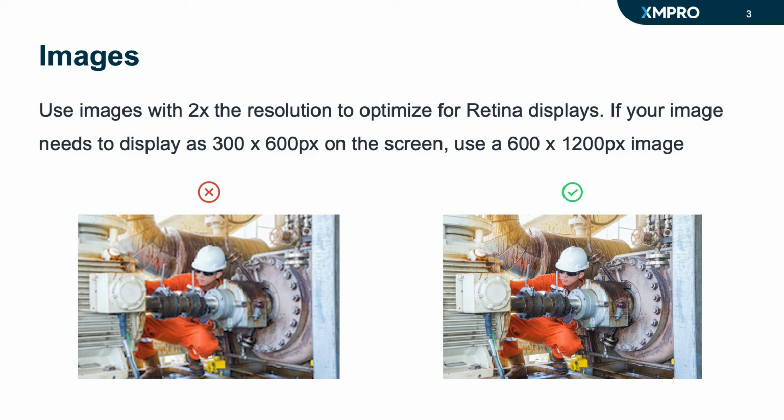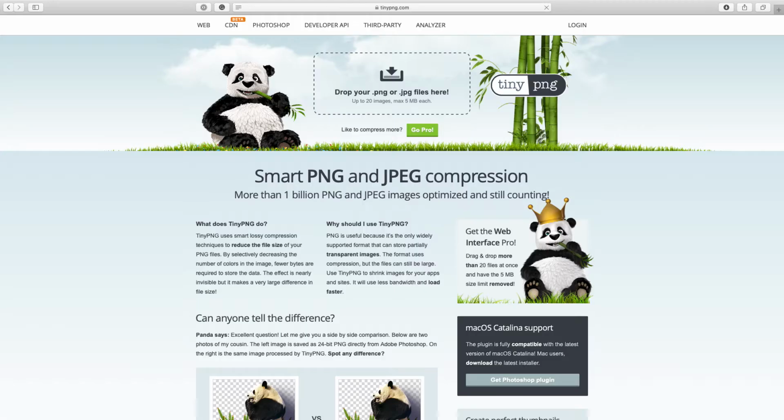If your image needs to be 300 by 600 pixels in the interface, it's ideal to use an image that is double the size, so 600 by 1200 pixels. But you also don't want the page to take forever to load, so one thing I recommend is to compress your images using something like tinypng.com. This tool will help you compress your images without losing any resolution quality.